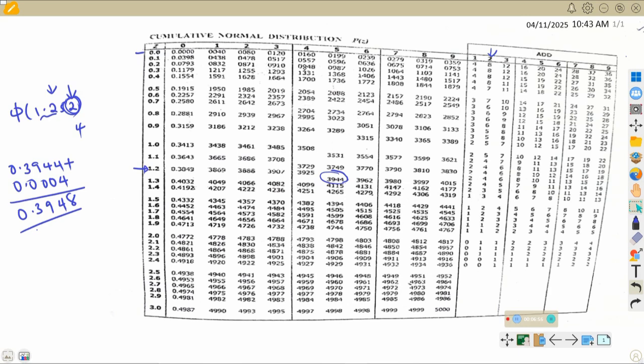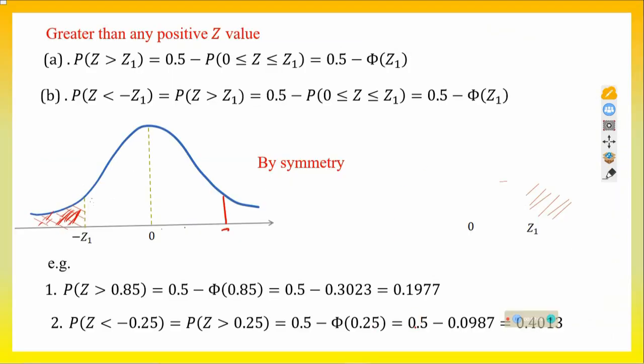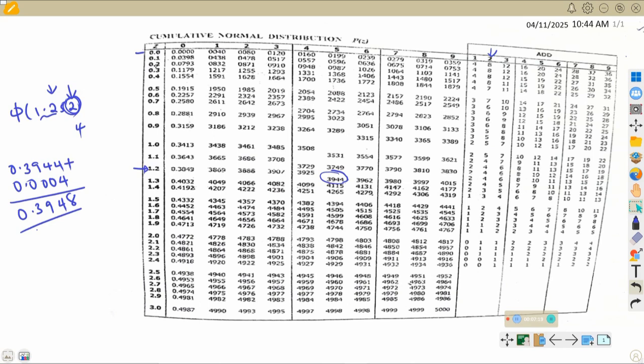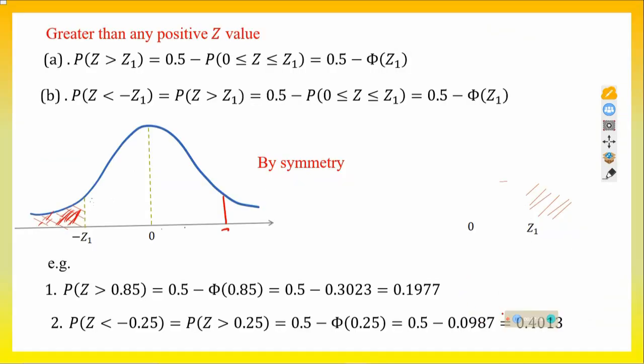0.2, then we need 5, 0.0987. So we need 87 there. So 0.25 will be 0.0987. So that is the value you obtain for 0.25. So you go to 0.2, then look for where there is a 5. So that is the value, 0.0987. And that is the value you substitute here and subtract, and what you get will be your answer.